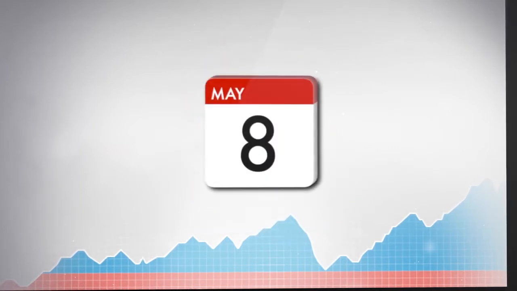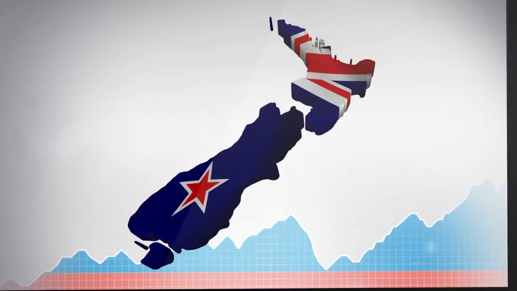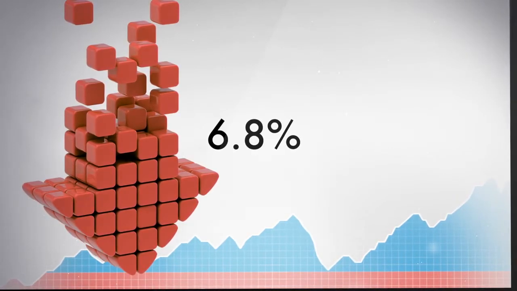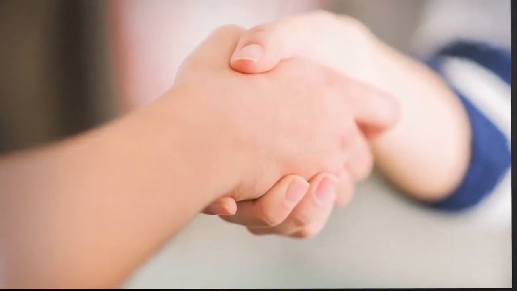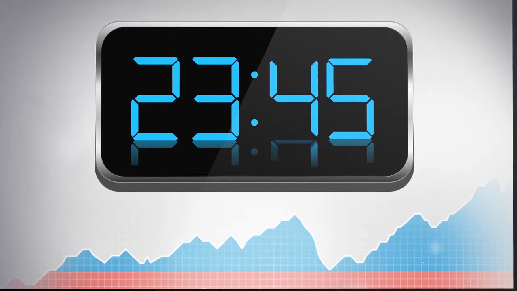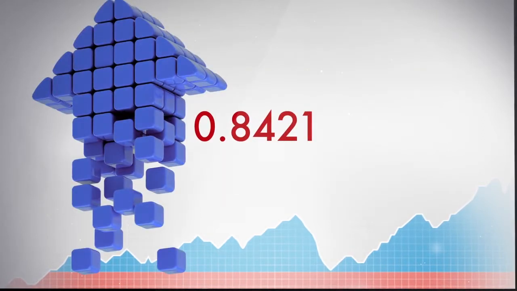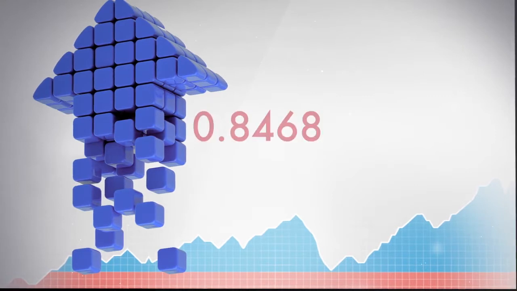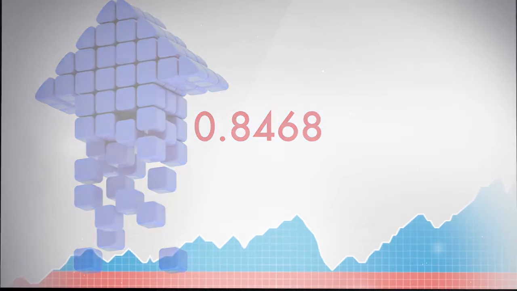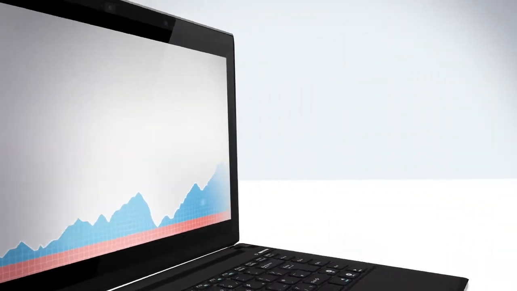For example, on May 8th, New Zealand released its unemployment rate for Q1 2013, which declined to 6.2% compared to the previous release of 6.8%, indicating an improvement in the labour market. The figure, released at 11:45 p.m., gave enough strength to the New Zealand dollar against the US dollar for it to rise from 0.8421 to 0.8468 in 5 minutes, and that strength was carried over to the next trading day.